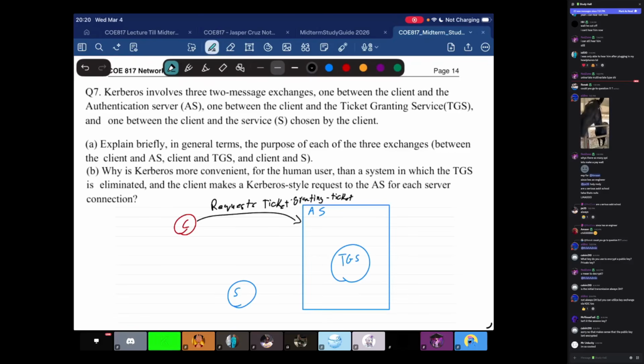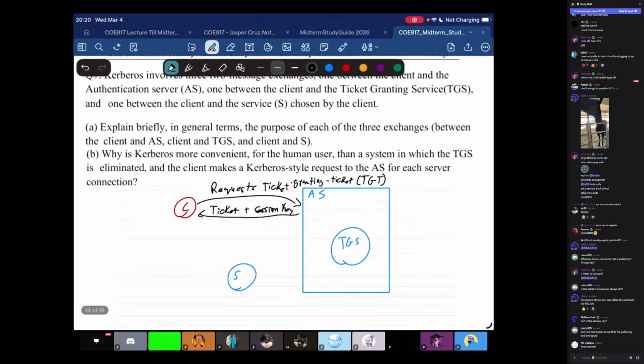TGT is also a short form, ticket granting ticket. Then AS, or the authenticating service, will respond with the ticket that it requested, along with a session key. And now it has that initiation that it can make with TGS.